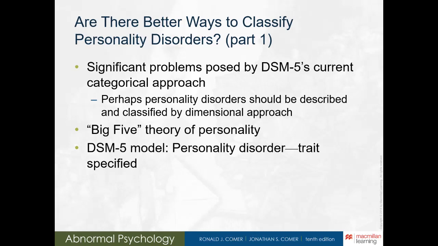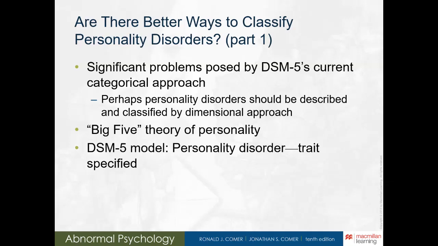So, are there better ways that we can classify personality disorders? There are significant problems that have been presented by the DSM 5's current categorical approach. And some researchers believe that personality disorders should be described and classified by a dimensional approach. So, these disorders should be classified by the severity of key personality traits or dimensions rather than the presence or absence of specific traits.